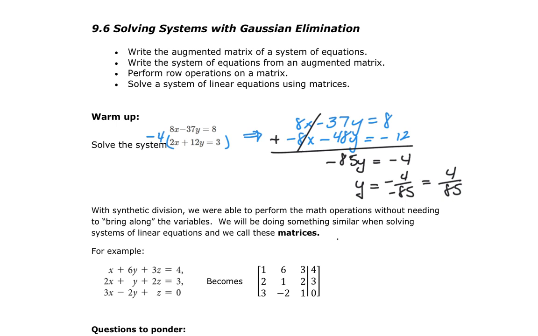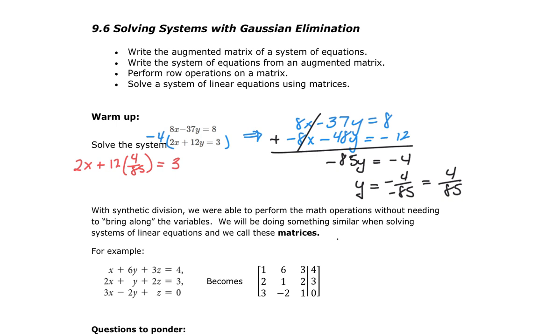So once I found my y, I can put that back into one of the two equations, and either one of them, they're not terribly nice. What I mean by that is, whether I put it in for the first equation or the second equation, the -37 multiplied by 4 over 85 is not going to cancel out the 85. Same thing with the 12. So it doesn't really matter. I might as well put it in the second equation. So I'm going to have 2x plus 12 multiplied by 4 over 85 is equal to 3.